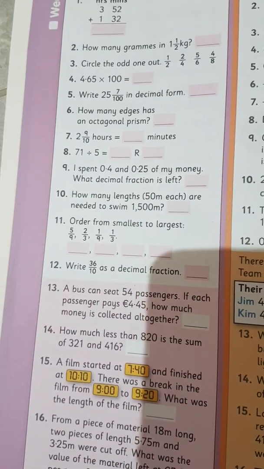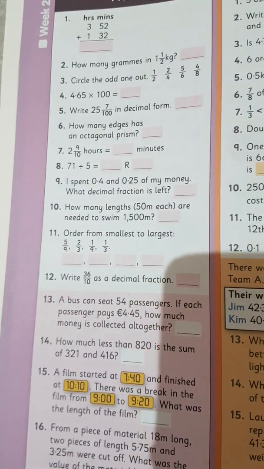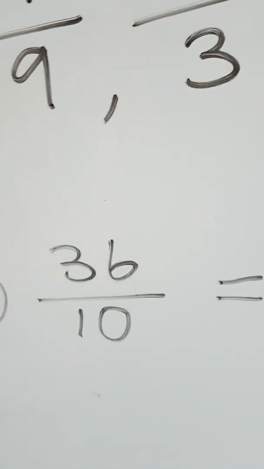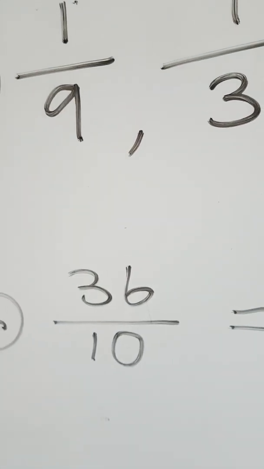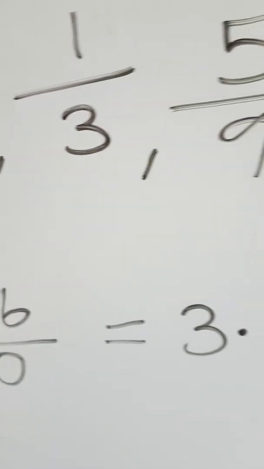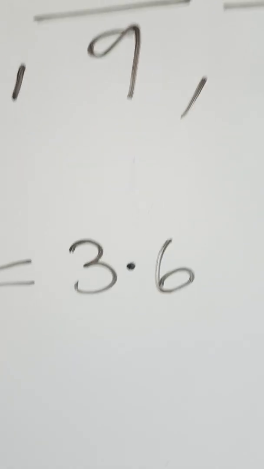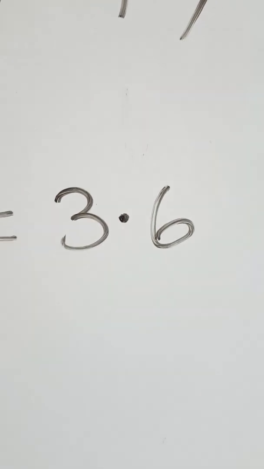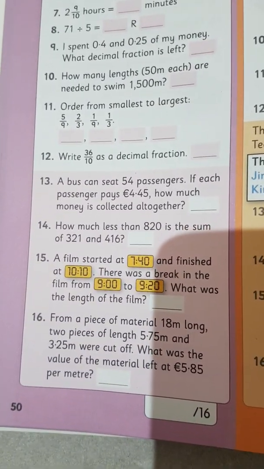Question 12, write 36/10 as a decimal fraction. So that is a top-heavy fraction, so 30/10 is going to be 3 units, and then you'd have 6/10 left over, so 3.6 would be your answer here. Okay, so on to our problems.